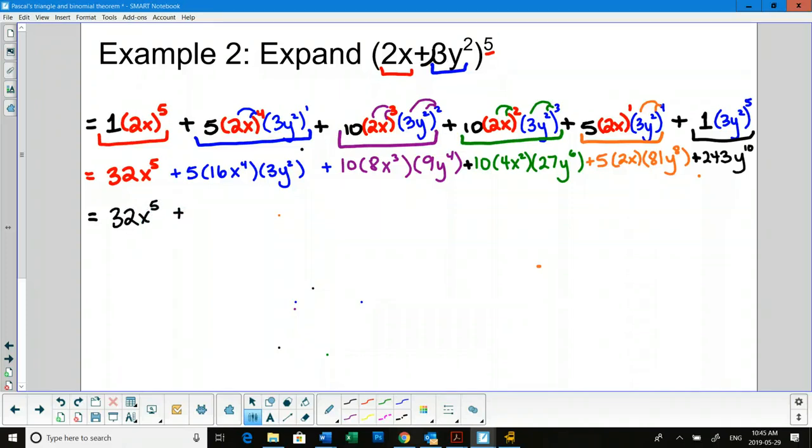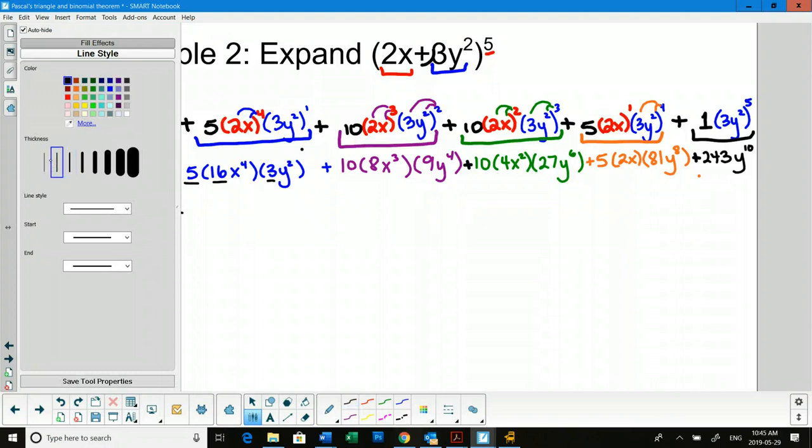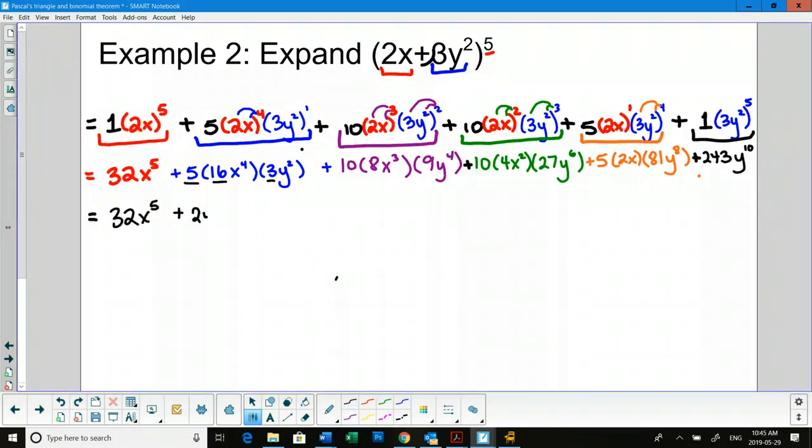That's all simplified. With this one, I need to take all my coefficients and just multiply them together as a single coefficient. So I need to do 5 times 16 times 3. Can someone do that for us? 240? Great. Everyone else get that? I'll take your silence as a yes, meaning you're all using your calculators right now, of course. Okay, and then I want 10 times 8 times 9. That gives us 720.